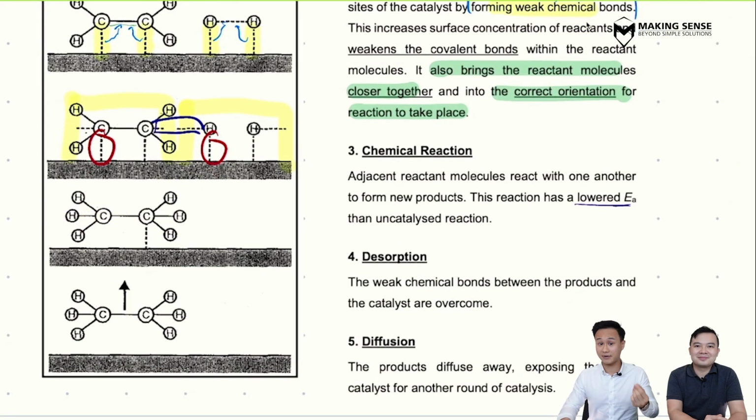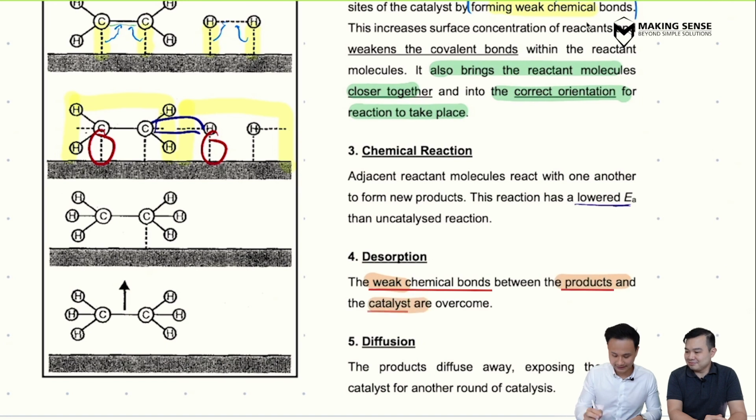So all that needs to happen now is for desorption to take place. So desorption is just the opposite of adsorption. So you just remove. All right. So you can see this part. Last part, the weak chemical bonds between the products and the catalyst are now overcome.